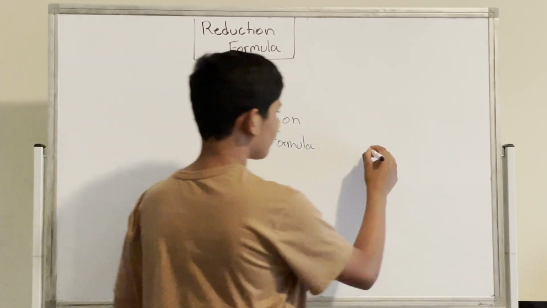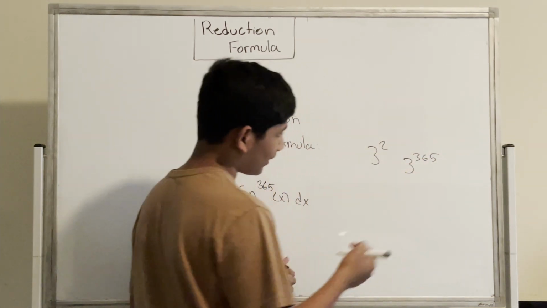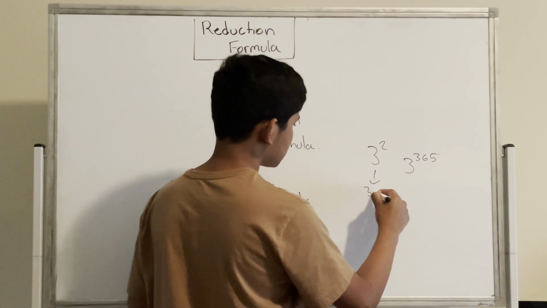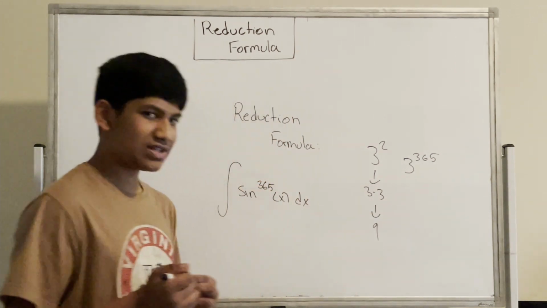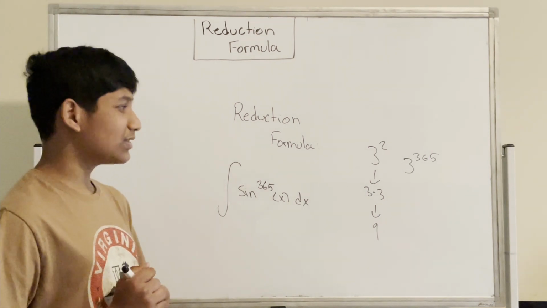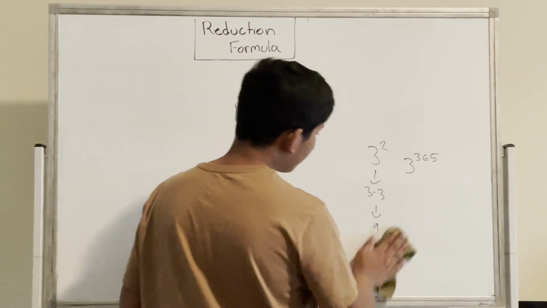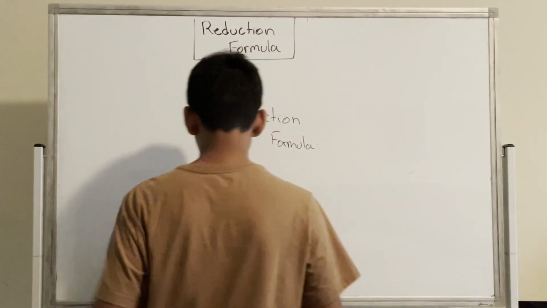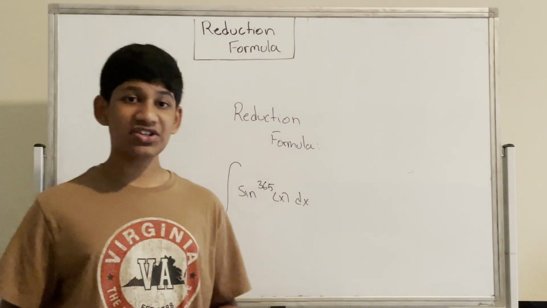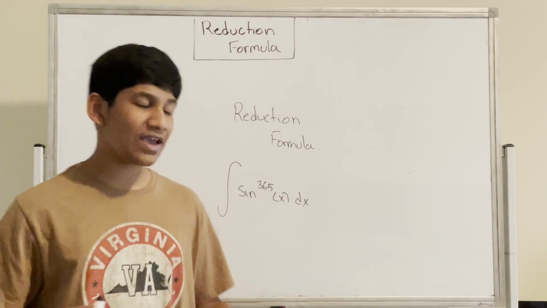So let's just say we have 3 squared and 3 to the 365, which is simpler? Obviously 3 squared, because we could just do 3 times 3, therefore this is 9. For this one we'd have to multiply 3 times 3 times 3 times 3, all the way till we get to the 365th term. Now, this is why we prefer smaller powers. So our reduction formula is supposed to reduce the powers, reducing the complexity of an integral.